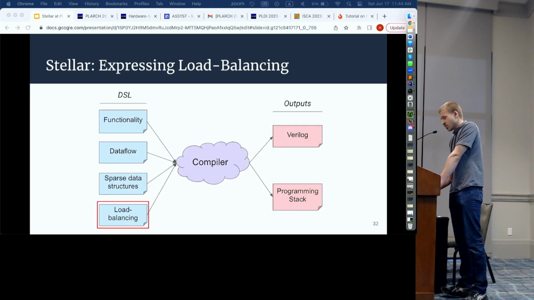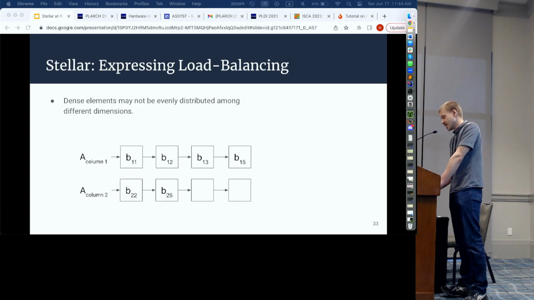Finally, sparse workloads are oftentimes very unevenly distributed, right? So that one PE might have a lot more work scheduled for it, while another PE is sitting idle or underutilized. And that means that sparse accelerators, based on just how their inputs are distributed, may need to be able to shift some of the workload from one overutilized PE to another underutilized PE. So the DSL has ways of expressing this aspect of accelerator design as well.